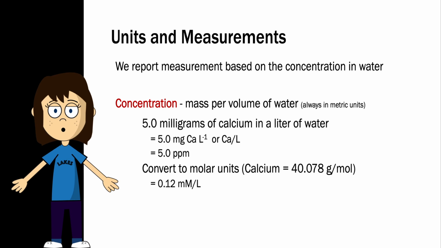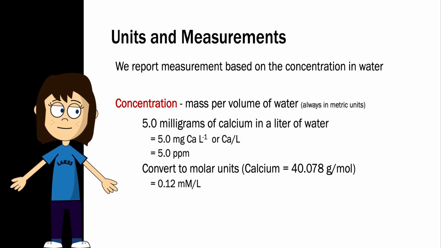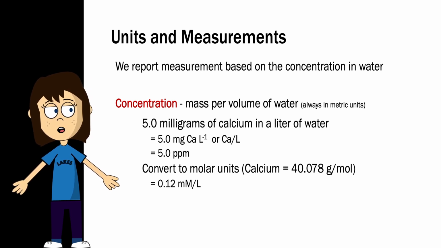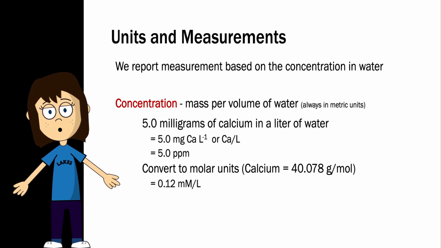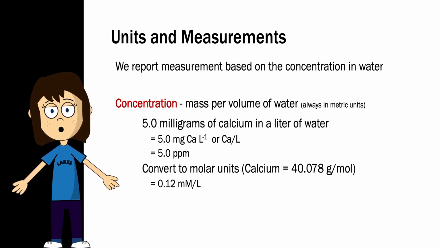We can also convert this to molar units, where calcium has a molar mass of 40.078 grams per mole. And so the conversion of 5 milligrams per liter is equivalent to 0.12 millimoles per liter.